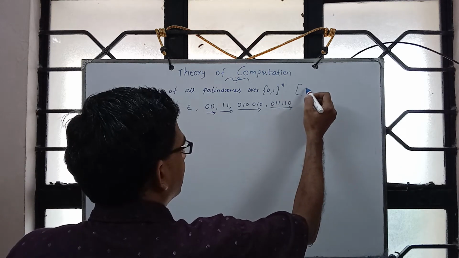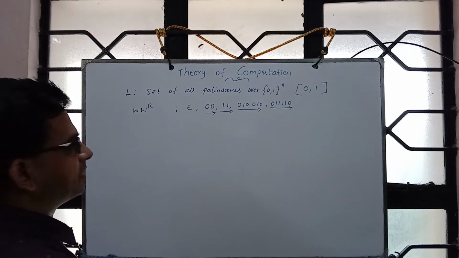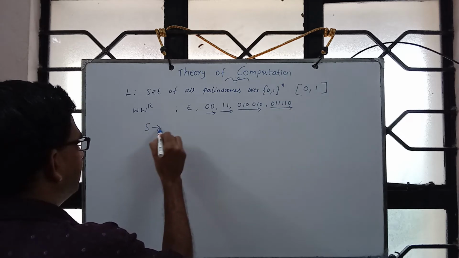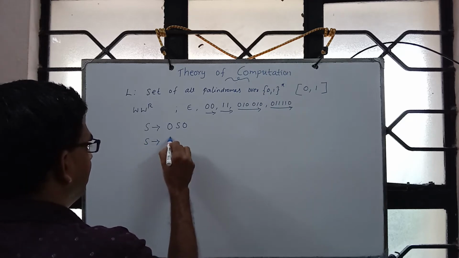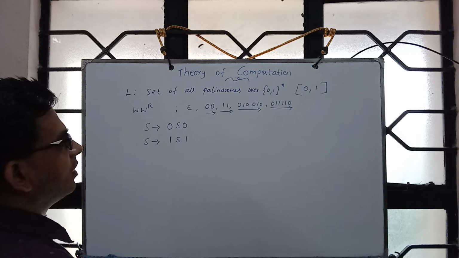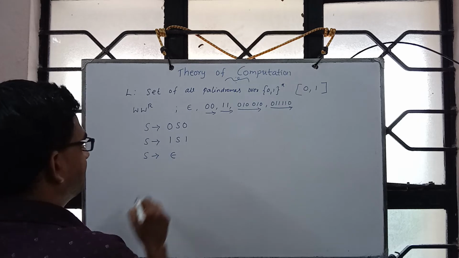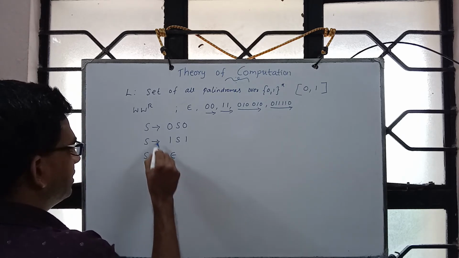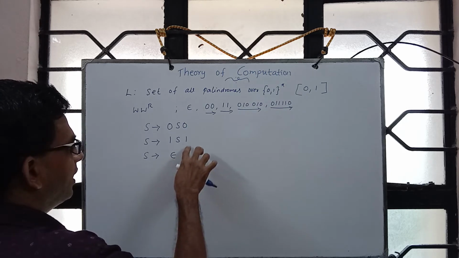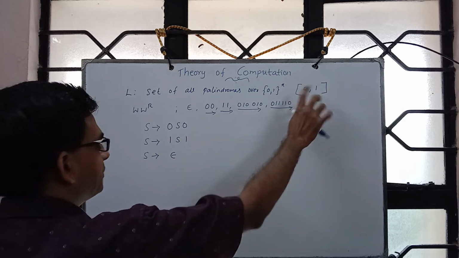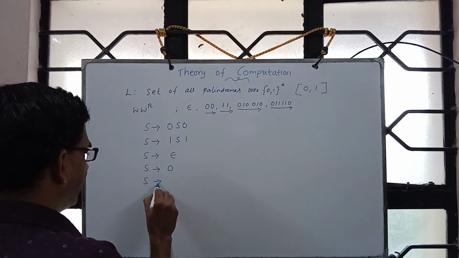The only difference is this can have 0 as well as 1. Everything else remains the same. So which means S implies 0S0, or S implies 1S1. Correct? That's how we relate. Or we say S implies epsilon. So which means this generates strings of length either 0 or at least 2. Exactly 1 is missing. So you explicitly write S implies 0 or S implies 1.